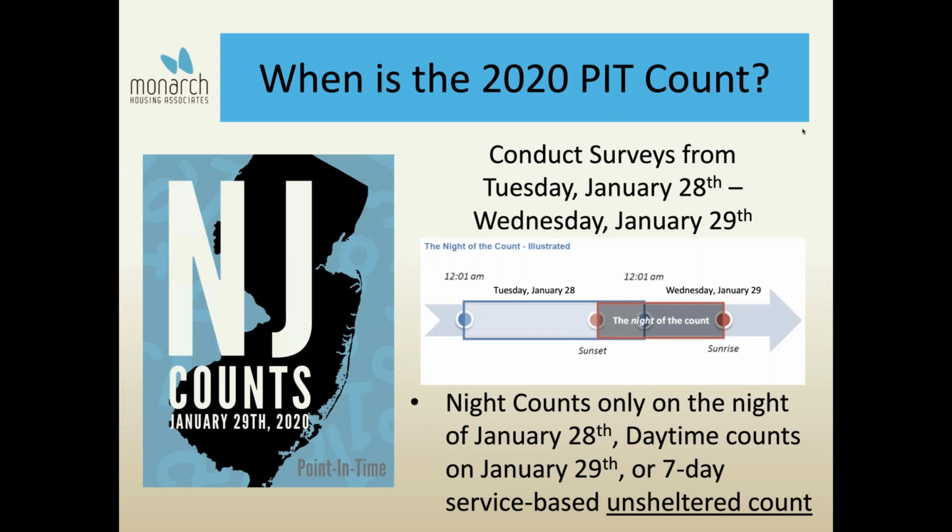When is the point in time count? We are conducting the surveys from the evening of Tuesday, January 28th at midnight through January 29th. Most communities this year are going to be completing a 7-day service-based count for the unsheltered population. So this means that you would be able to ask any unsheltered homeless person that you encounter the week after, until Wednesday, February 5th, where they stayed on the night of January 28th and complete and input a survey.